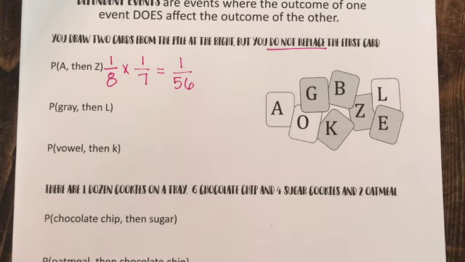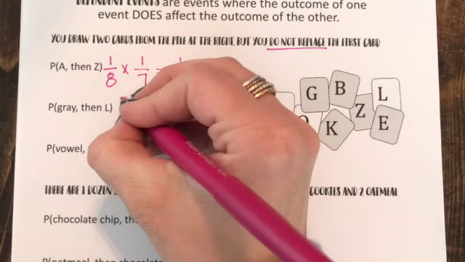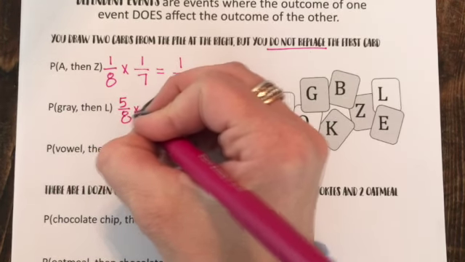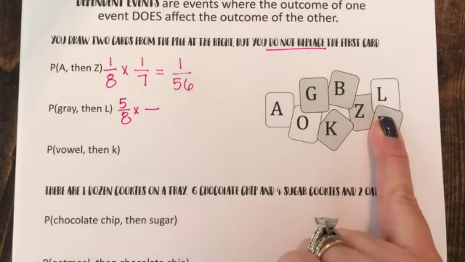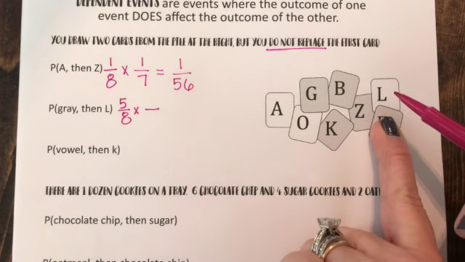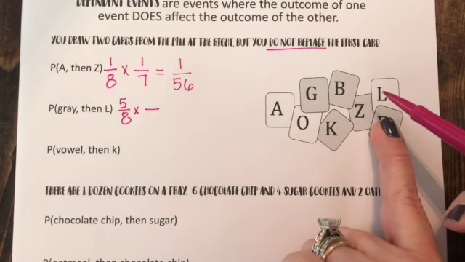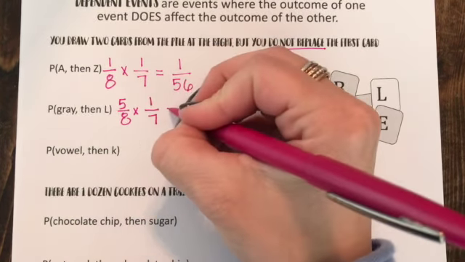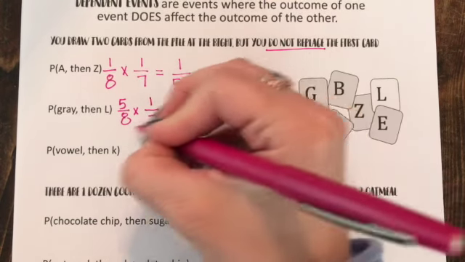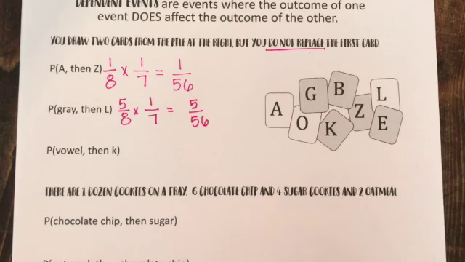So 1 times 1 is 1, 7 times 8 is 56, and then I'm done. Okay, and these problems are going to essentially reset every time. So we're back to 8 cards. So what's the probability that my first card is a gray card? 5 out of 8. Okay, so hypothetically I picked this E, so it's gone. So now what are the chances that my next card is an L? Well, there's only one L out of 7 cards left. So 1 out of 7. So now I get 5 over 56. Okay, and neither one of those can be simplified, so I'm done.